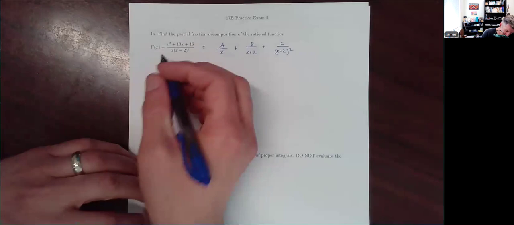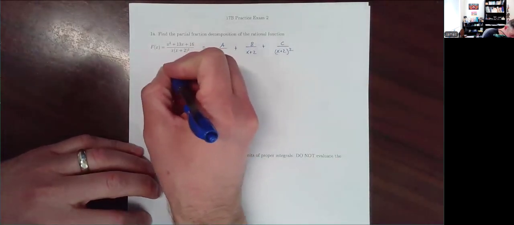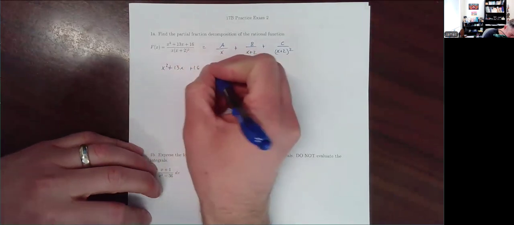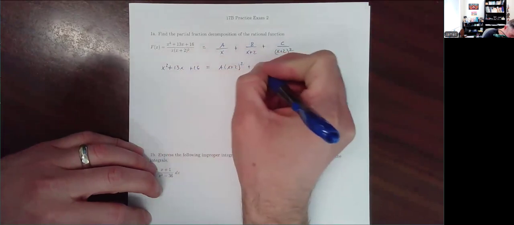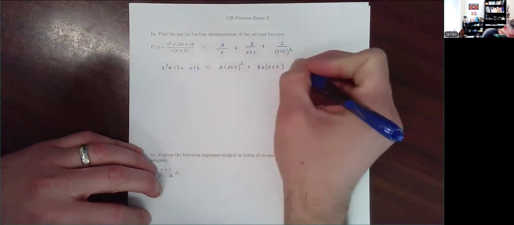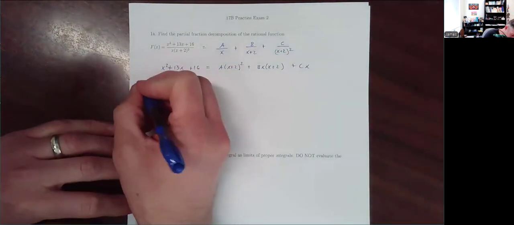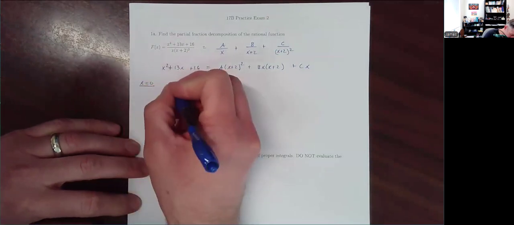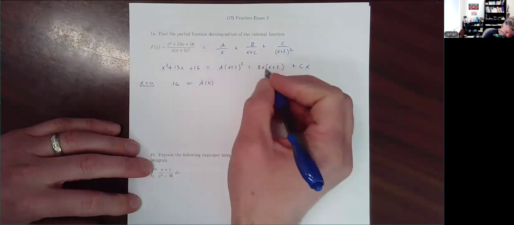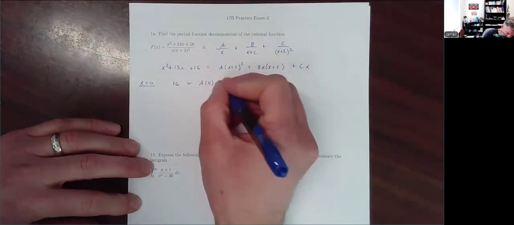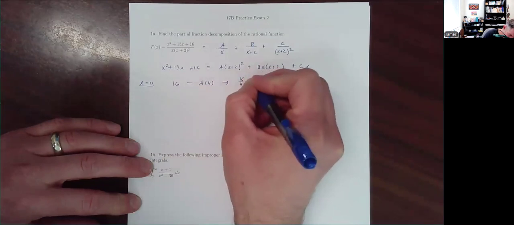Now we're going to multiply both sides by the common denominator. So we're going to get x squared plus 13x plus 16 on the left. We're going to get A times (x plus 2) squared plus B times x times (x plus 2) plus C times x. Pick your convenient values of x. I'm going to pick x equal to 0. If x is 0, I'm going to get 16 on the left. I'm going to get A times 4 on the right, because the other terms are going to be 0. So 16 divided by 4 is equal to A. So that means A is going to be 4.